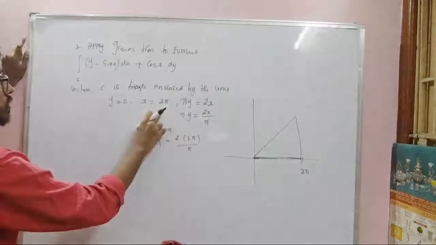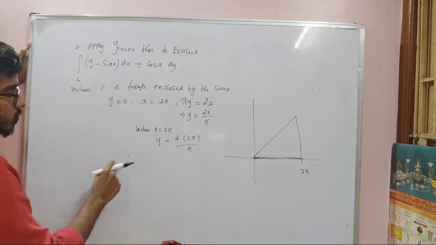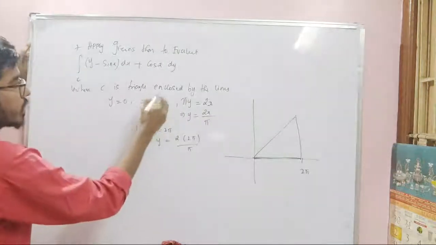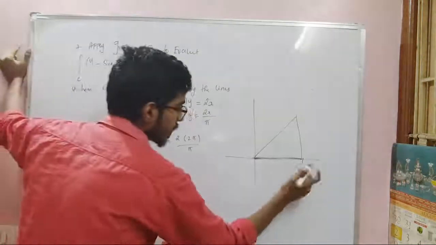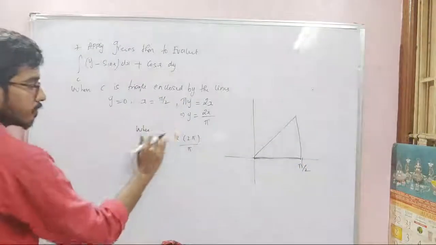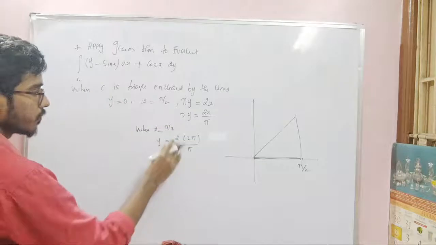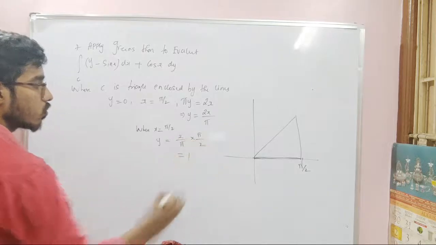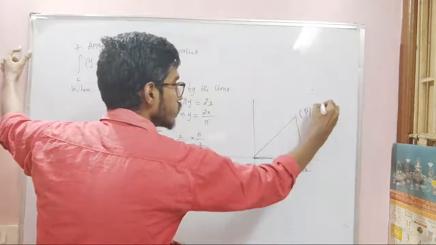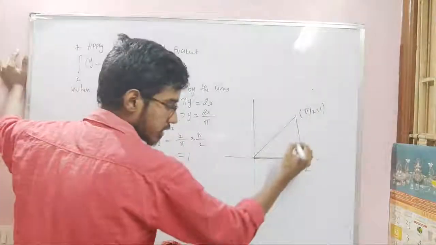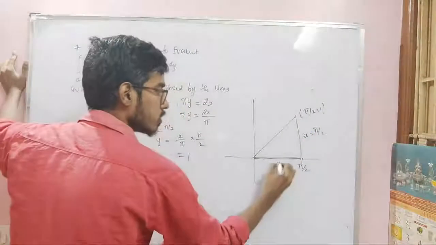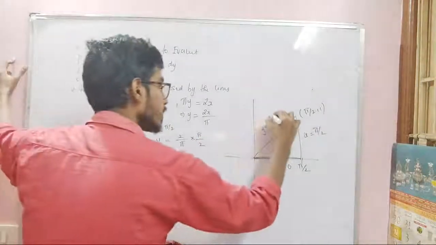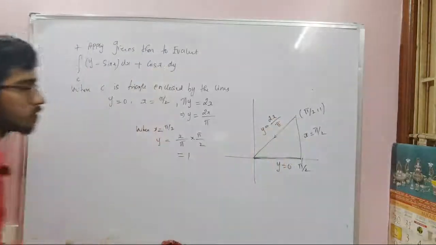Okay, this is pi by 2, it is not 2 pi, it is pi by 2, right? So let us say this is our pi by 2. So when x is equal to pi by 2, what will be my y? y is 2 by pi into x, this will be 1. This will be pi by 2 comma 1, and this line is nothing but x is equal to pi by 2. This is y is equal to 0, and this is the line y is equal to 2x by pi.